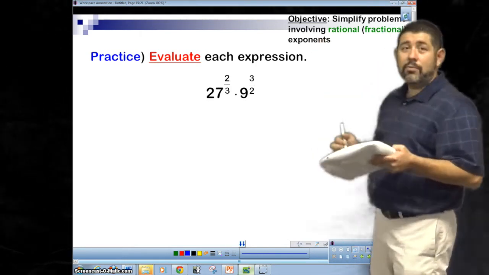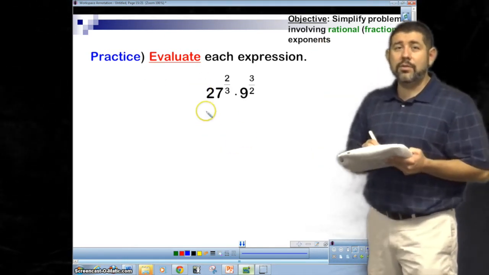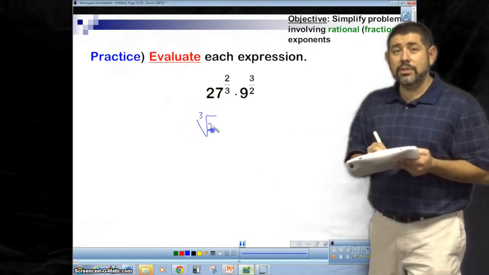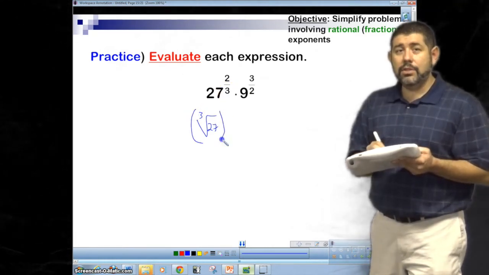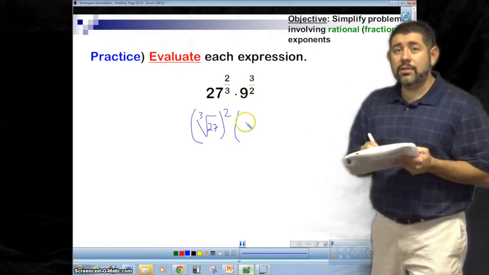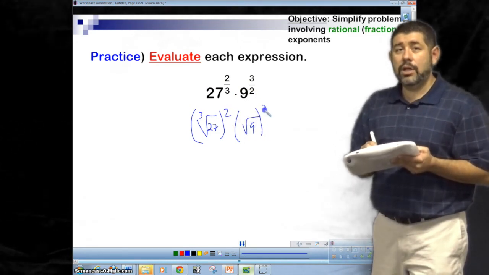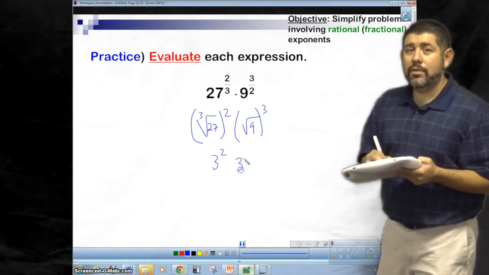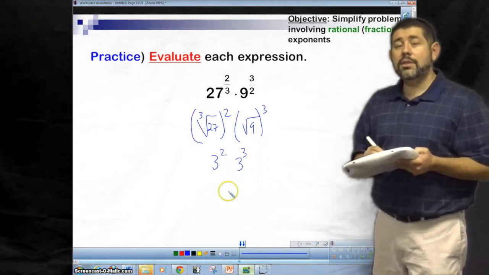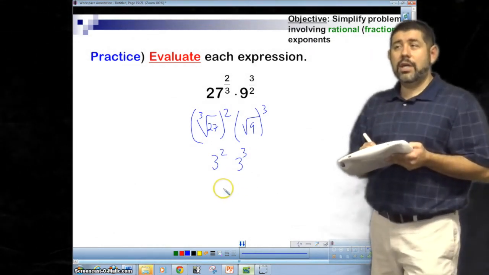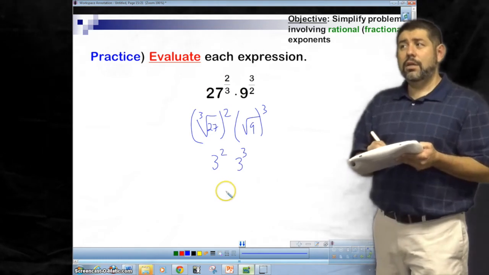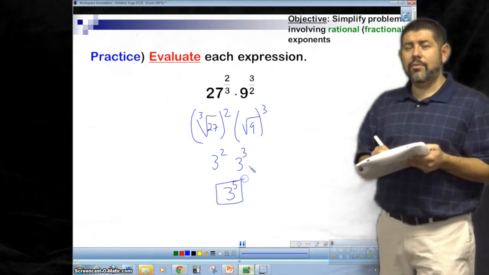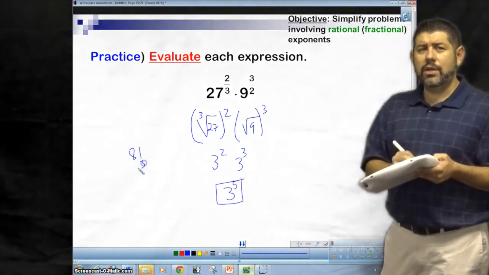Then they get a little bit more tricky, right? We've got 27 to the 2/3, 9 to the 3/2. So we're going to do the cube root of 27, because that's the denominator, and we're going to square it. And the square root of 9, and we're going to cube it. So what's the cube root of 27? It's 3. What's the square root of 9? 3. Okay, 3 squared times 3 cubed is 3 to the 5th, which I believe is... we'll say it's 3 to the 5th. Can't do it in my head right now for some reason. It's 81 times 3.